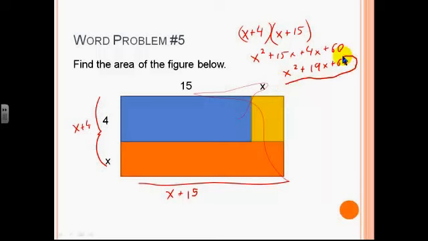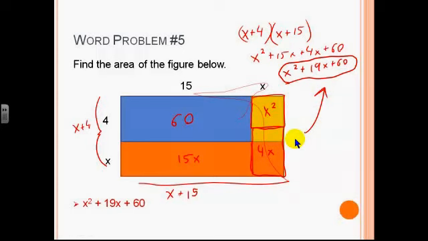Now let's take a look at this, because I like this problem because it's very visual. I have an x squared here. If this side is x, let's approximate what x squared looks like. So we say this is x squared. We know this is 60. And if this is x and this is 15, we know that this right here is 15x. And you can see that we need 4 more x's. If this is 15x, this would have to be 4x over here distributed, because this whole thing has to equal this. So the whole area is equal to that. And that's our answer.